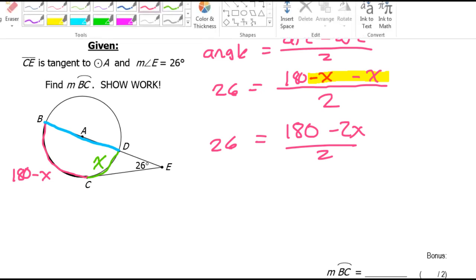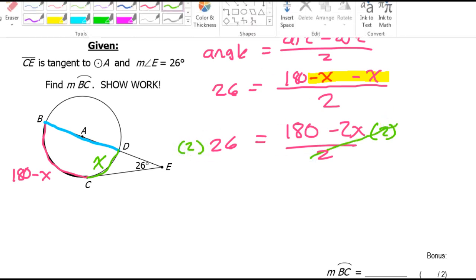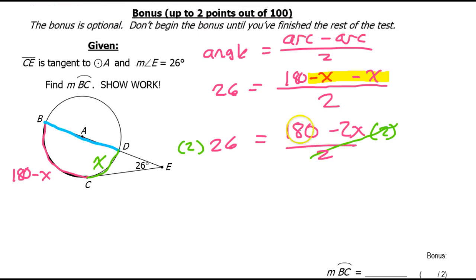So what I usually do is I will multiply both sides by the denominator. So I'll multiply by 2 on both sides. I could have divided both of these by 2 and gotten 90 minus x. Either way, I'm going to get 52 is equal to 180 minus 2x. Let me just do all of that again. Okay, I'm going to get 52 is equal to 180 minus 2x.